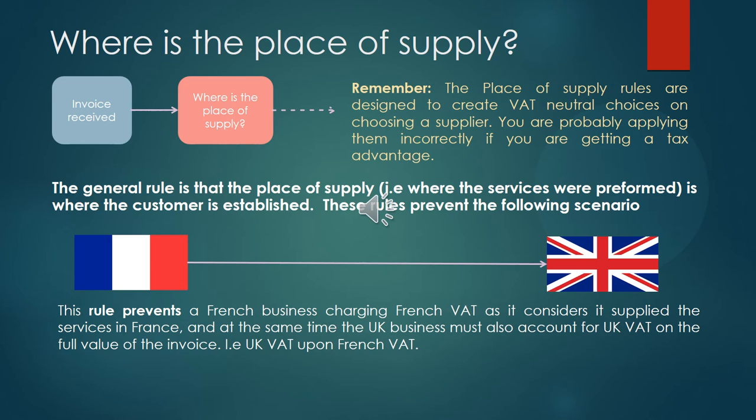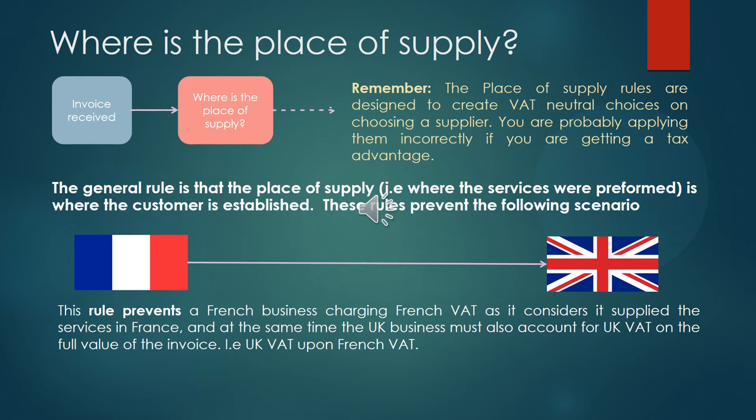Now, for a lot of businesses, that can all be automated, and it's normally automated when you set up a supplier. So you set up your French supplier, and you can click a button. I know you can do it in Xero, you can do it in Sage, which says subject to reverse charge or something like that. And that means that your AP doesn't have to worry about it.